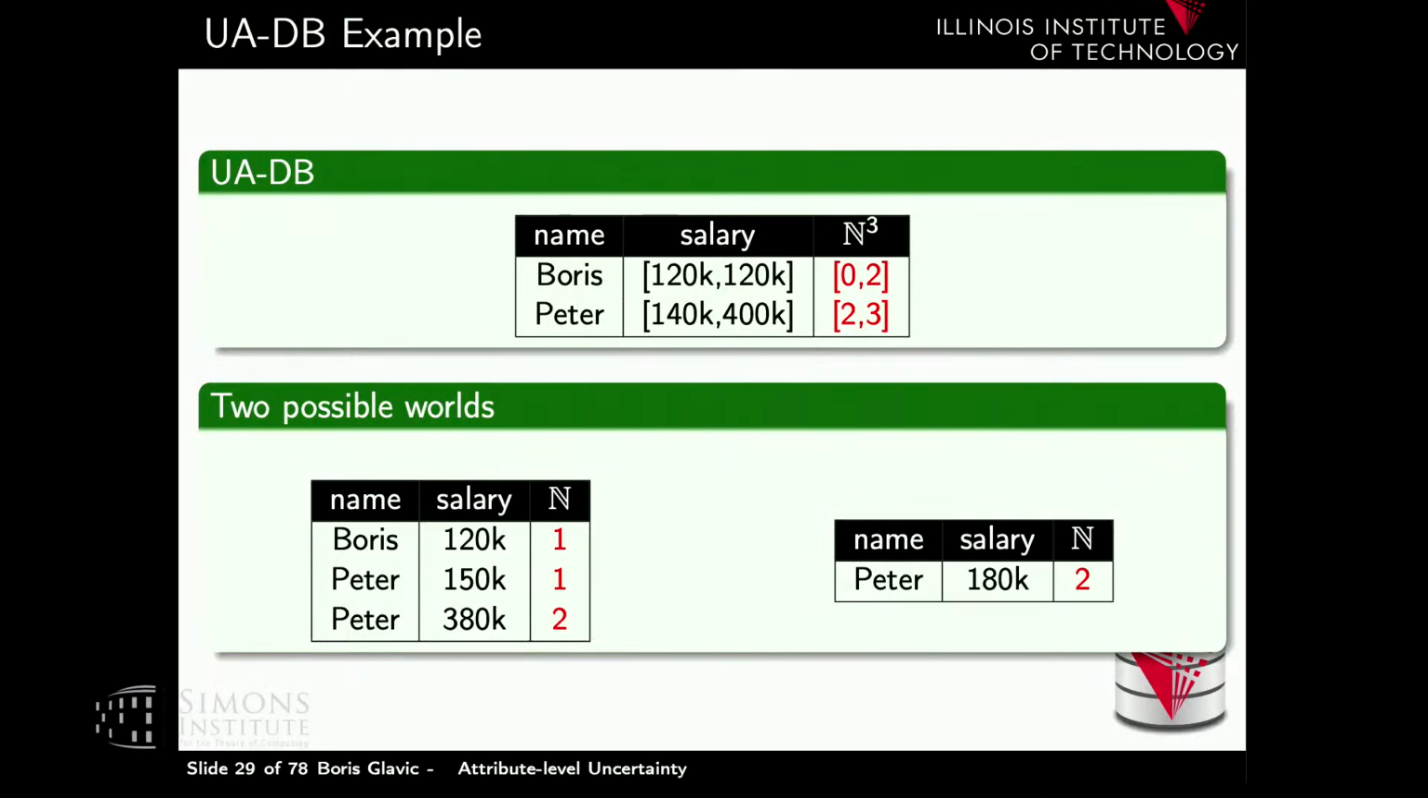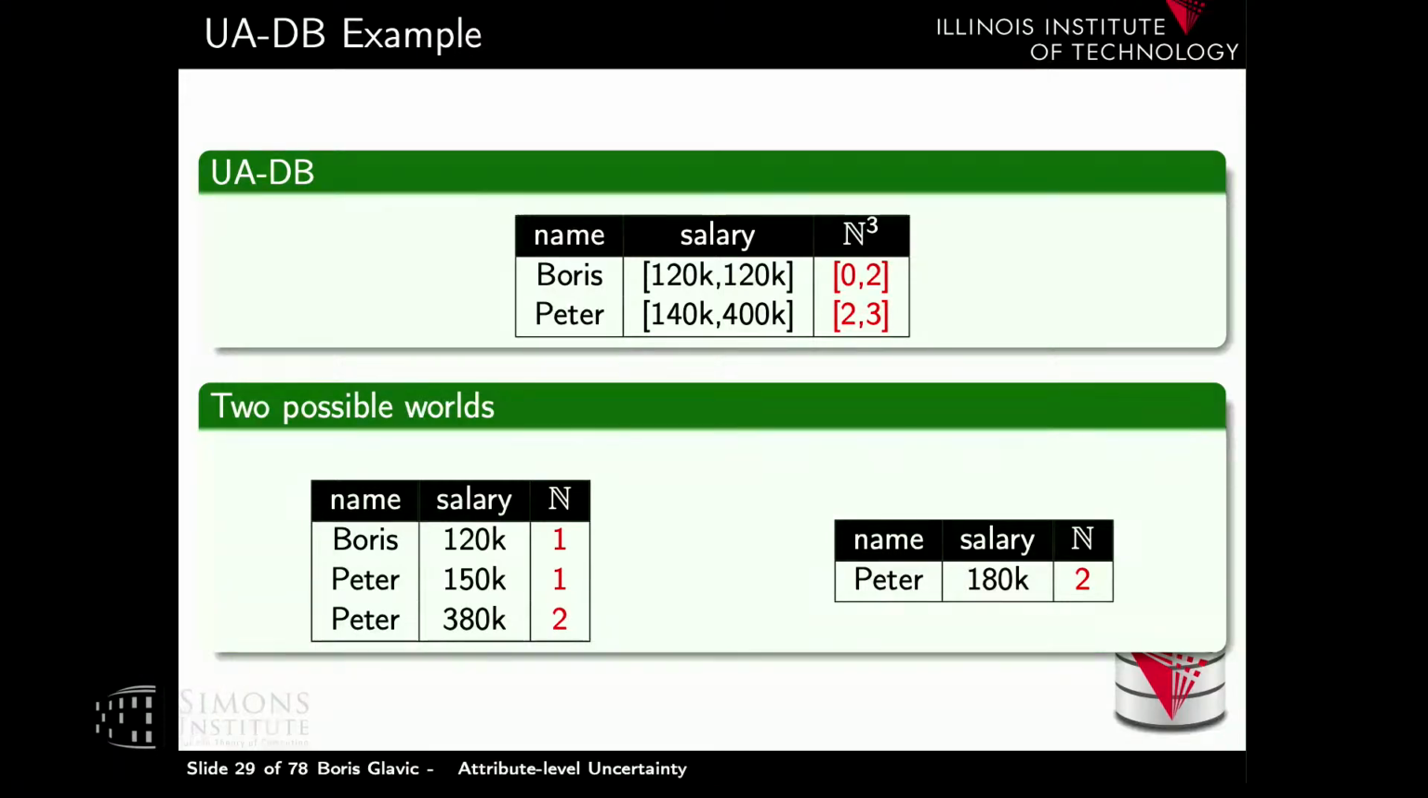Okay. That's a mouthful. Let me show you a concrete example. Here we have, for example, two people. And I'm showing you two possible worlds here. For example, the first world I'm getting by deciding that there's one instance of this tuple Boris with the salary within these bounds. And the second, Peters, I get by choosing 3 Peters in total. And each of these Peters has to have a value between 140K and 400K. Okay, good. So you can see that this can be used to compactly over-approximate a large number of tuples, which is what I need for aggregation, and also things like a person has an uncertain salary within a range.